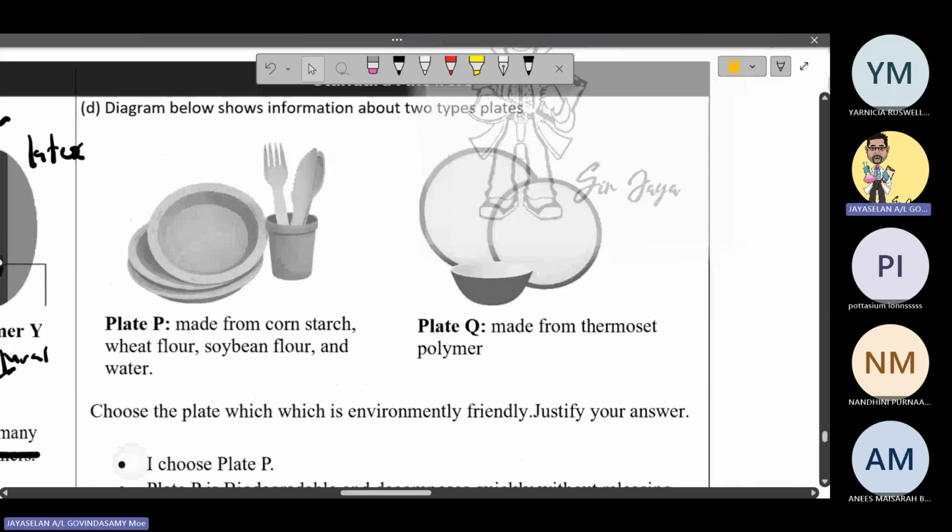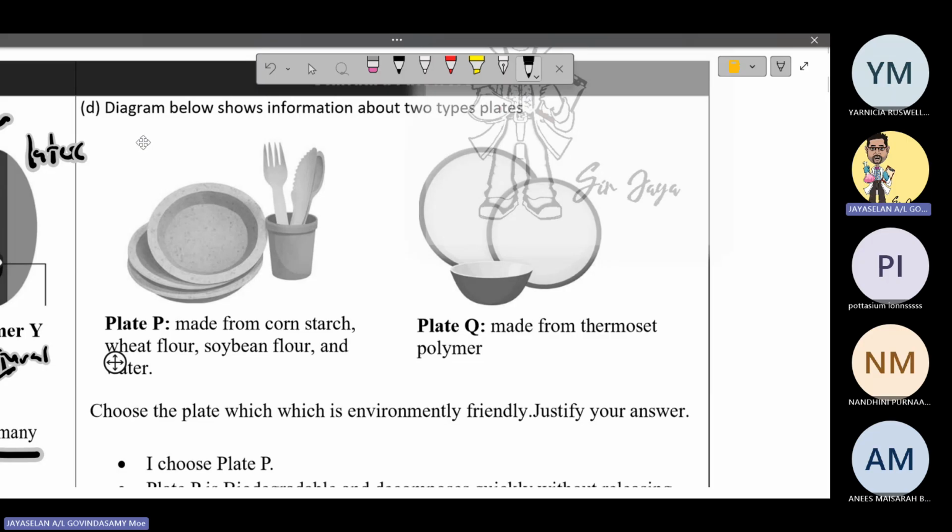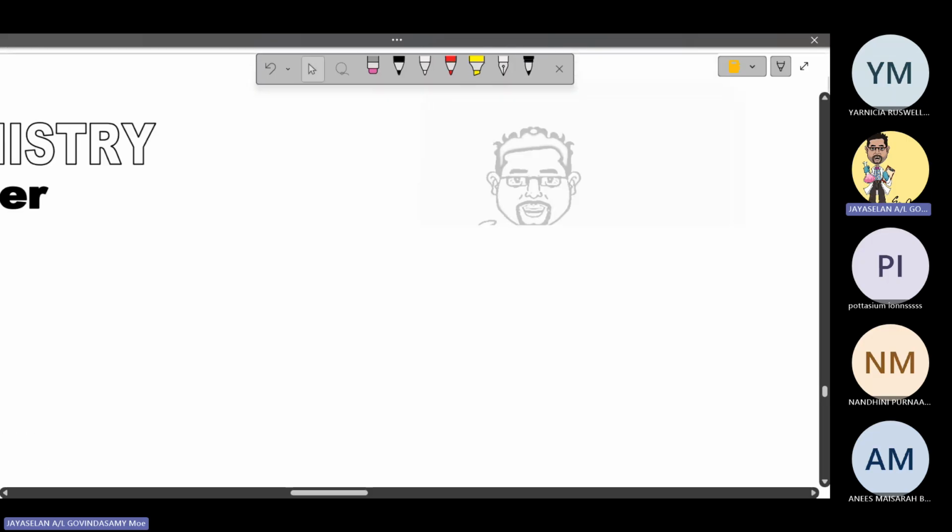You look at this one. This plate and cup, fork, all this is made up of what? This is what type of polymer? Not polymer.